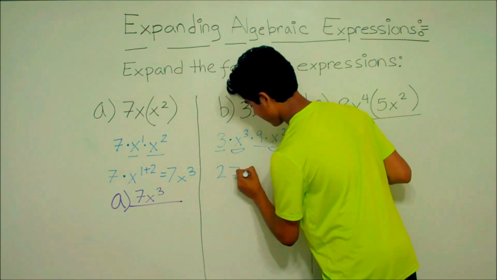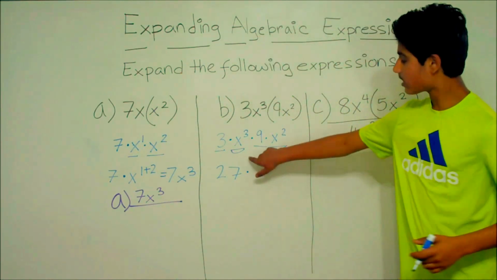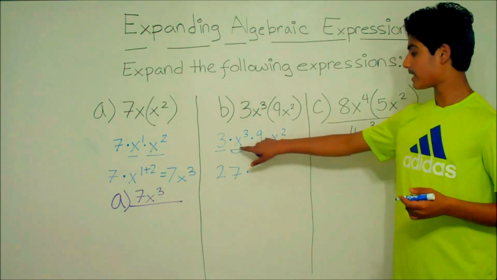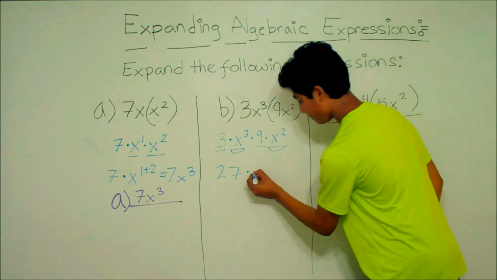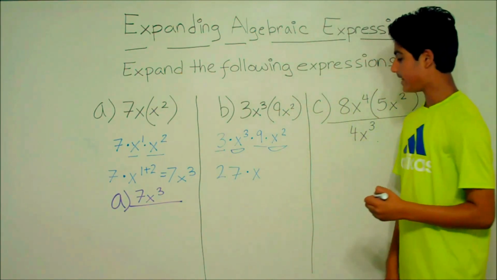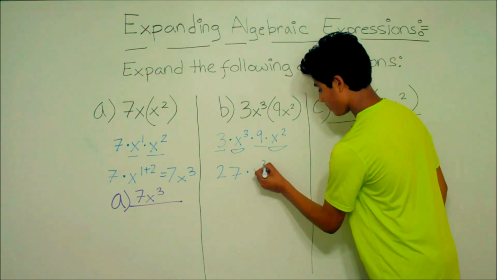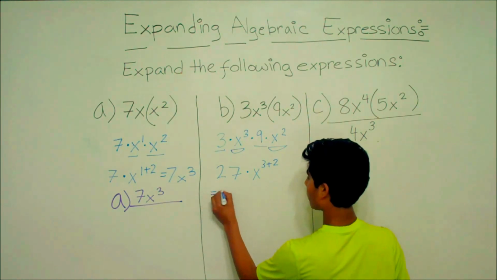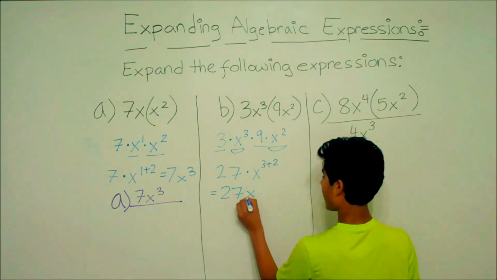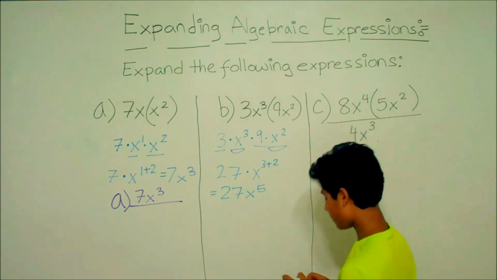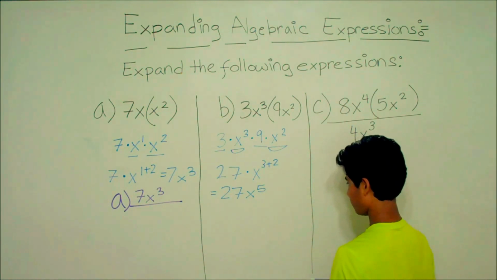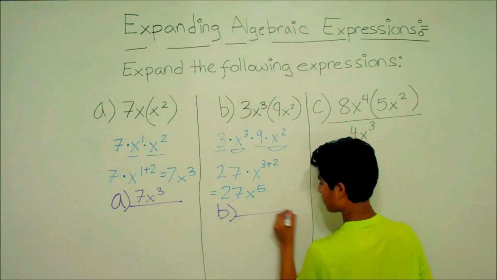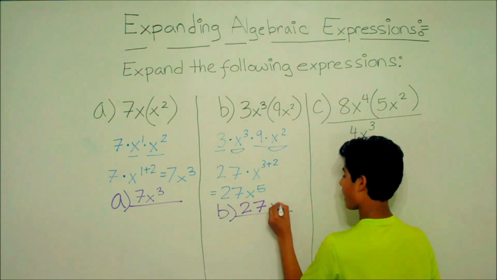So 27 times, now we have x cubed times x squared. We know that when we're multiplying two exponents, if they have the same base, we keep the base the same, and we just add the exponents. So 3 plus 2. So this is equal to 27x to the fifth. So the answer to question B is 27x to the fifth.